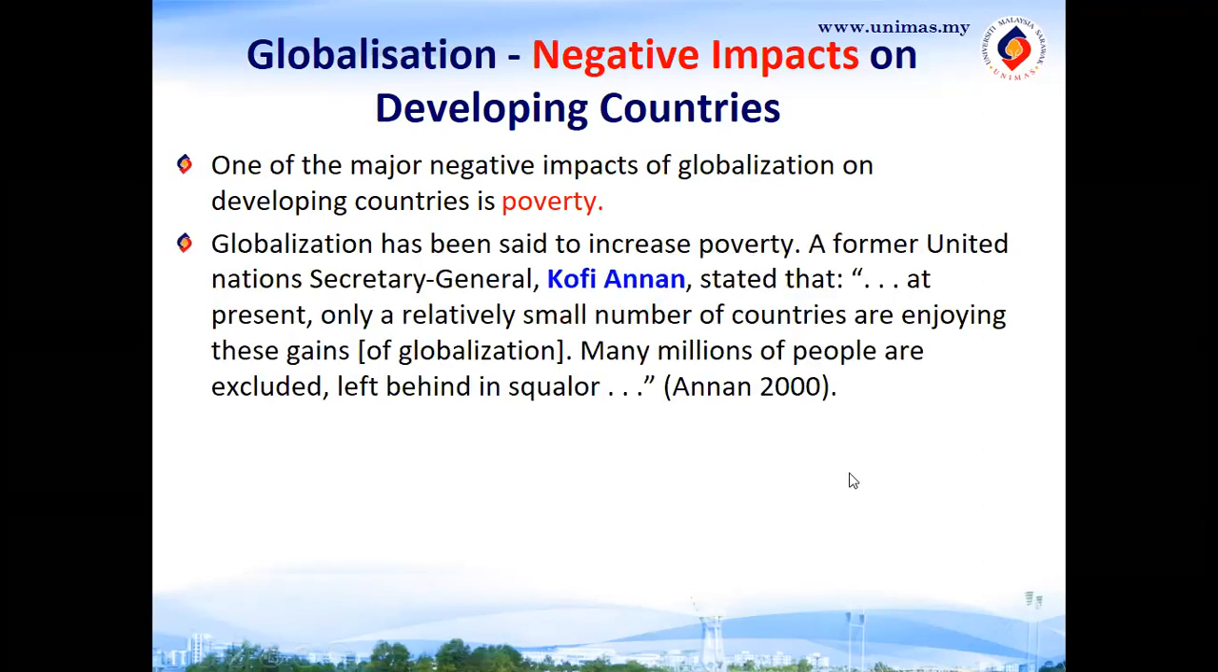Yeah? So Kofi Annan, for example, a former United Nations Secretary General, stated that at present only a relatively small number of countries are enjoying these gains of globalization. Many millions of people are excluded or left behind in squalor. Squalor itu maksudnya keadaan kotor, keadaan kemiskinan dan sebagainya. Ya.